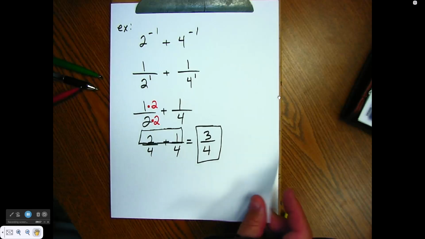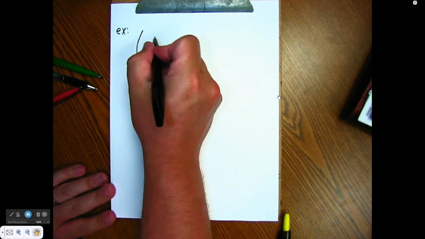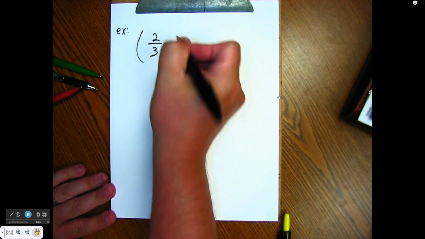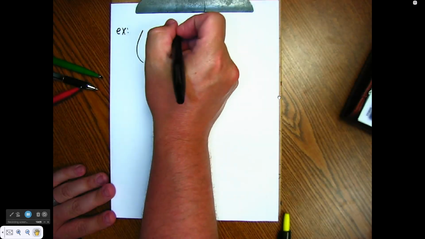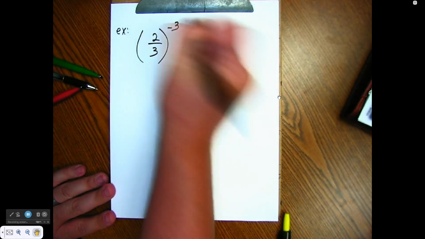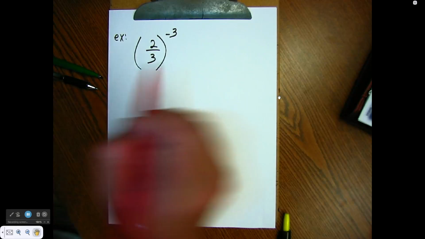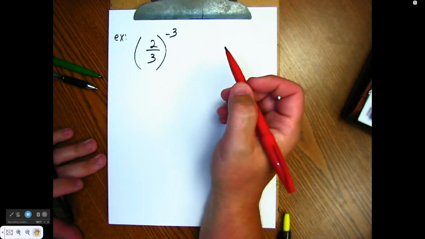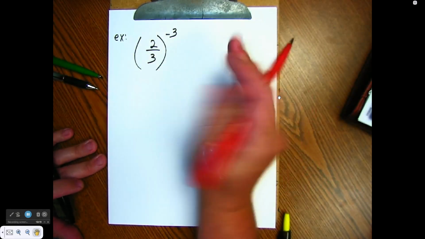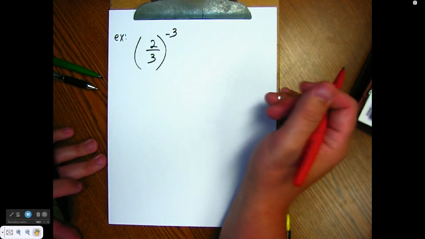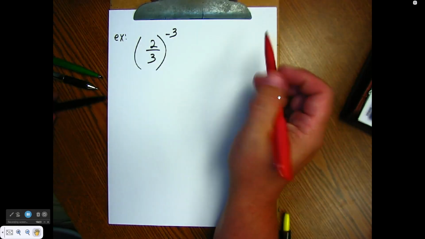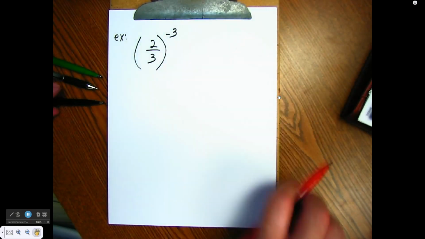Let's look at another example. In parentheses, we have 2/3 raised to the -3. Now, I've seen some textbooks call this out as a rule all on its own. It doesn't happen a whole lot. So basically, think of it like this.